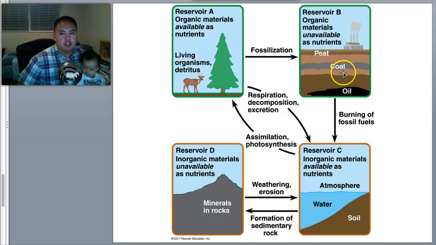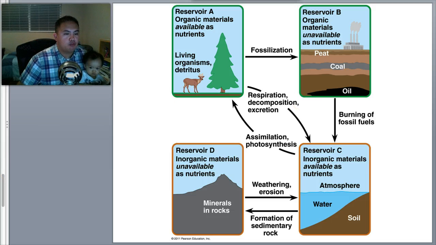So we talk about materials buried in the ground, like coal and oil. So this is an example of materials that are not available. Reservoir C, these are inorganic materials that are available. So atmosphere, water, soil, these are things that are available. And an example of something that is inorganic and unavailable are minerals and rocks. So hopefully you understand organic and inorganic materials and the difference between them.